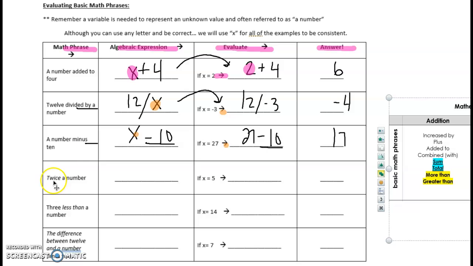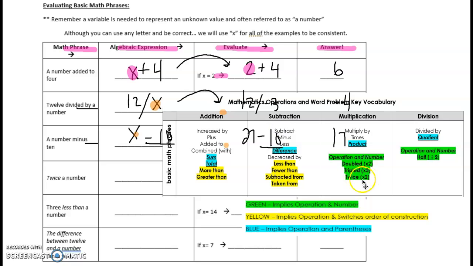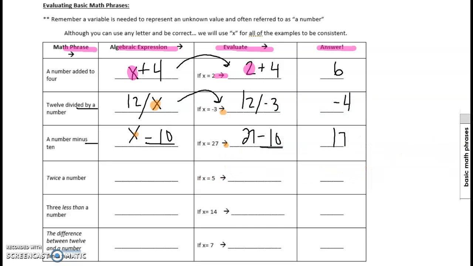So if I take a look at this next one here, twice a number. Now, if you notice it's italicized, I did that for a reason, to draw your eyes to it. Hopefully you realize twice means multiply by 2. So it is a green word. I'm just going to go ahead and highlight it green just so it sticks out in your memory. Twice a number means I'm going to take a number and multiply it by 2.